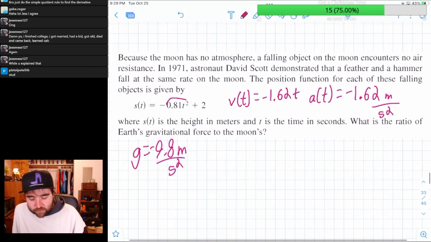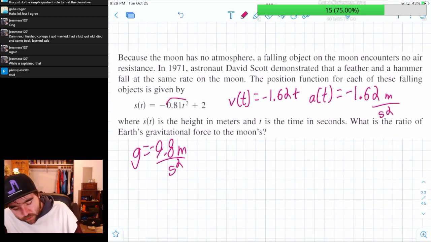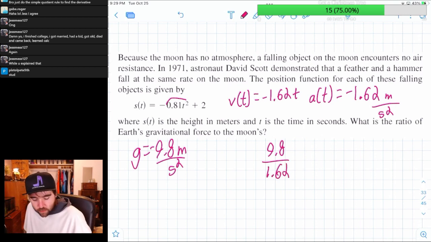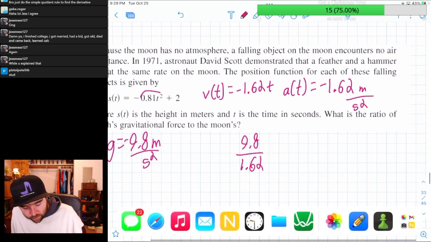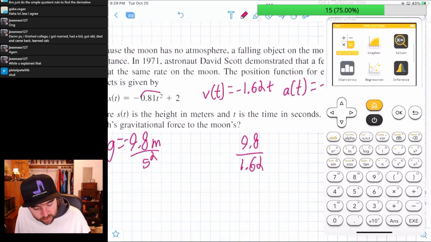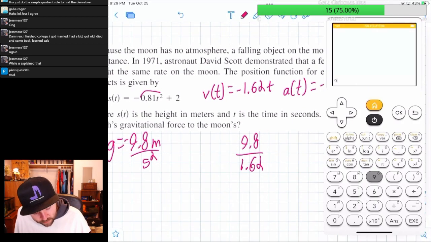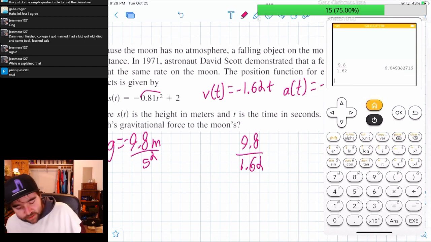What is the ratio of the Earth's gravitational force to the moon's? So that's 9.8 to 1.62. We just have to do that division. I guess we could just whip out a calculator for that. I don't know why NumWorks isn't stored over there. And isn't that 6? Isn't that the idea? That 9.8 divided by 1.62 is, 6, roughly.